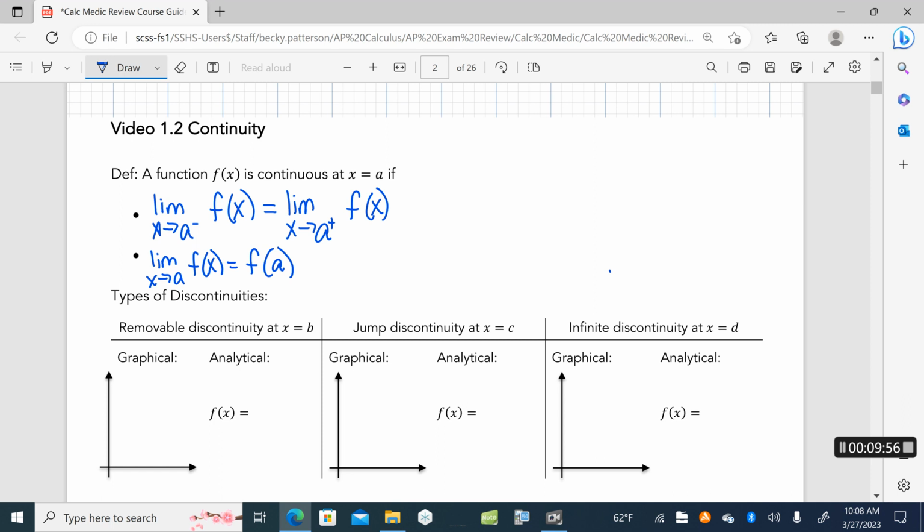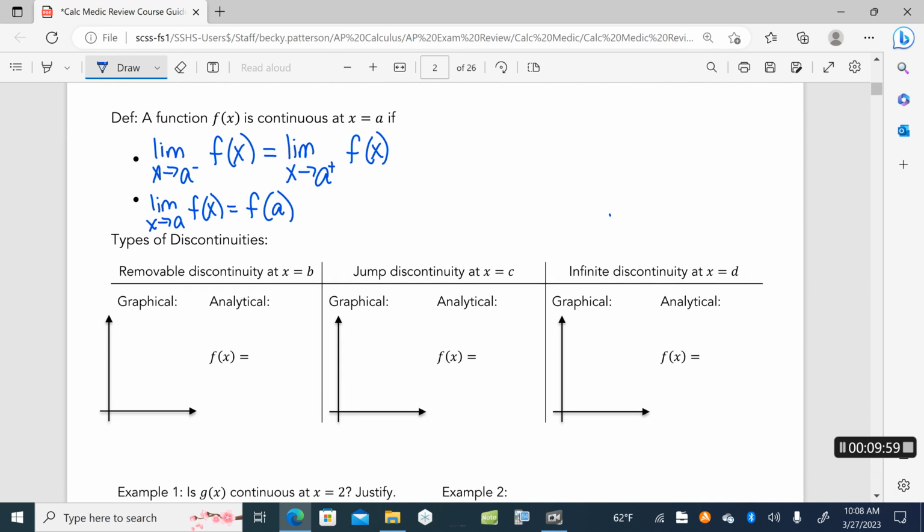So if we look at types of discontinuities, this is when these two parts of the continuity definition are violated. So there are three types of discontinuities. First we have removable. So removable just means that you have a graph that has a hole in it. And we'll call this hole, we'll say his x value is b. So you can see with your eyeballs that we are not continuous.